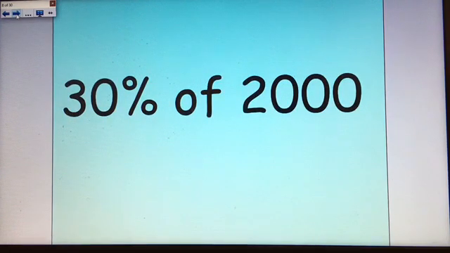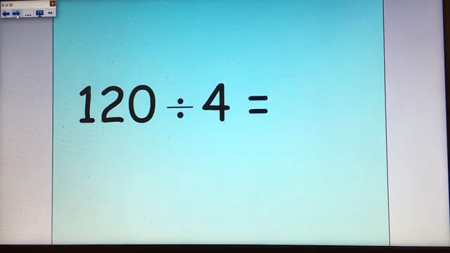30% of 2,000 is 600. I knew 10% was 200 and then I times that by 3. 120 divided by 4 is 30. Two ways you could have done this. You could have done 12 divided by 4 and then put a 0 in the end, or you could have halved it and halved it again. You'll get the answer of 30 both times.